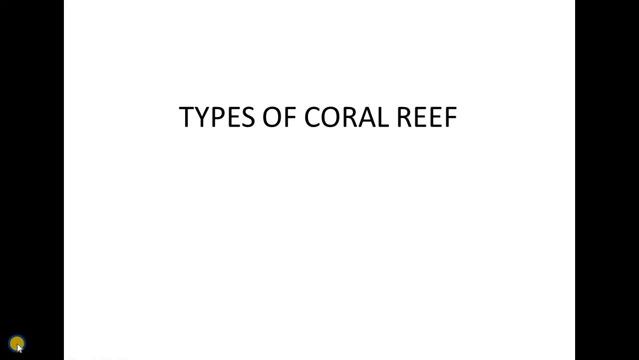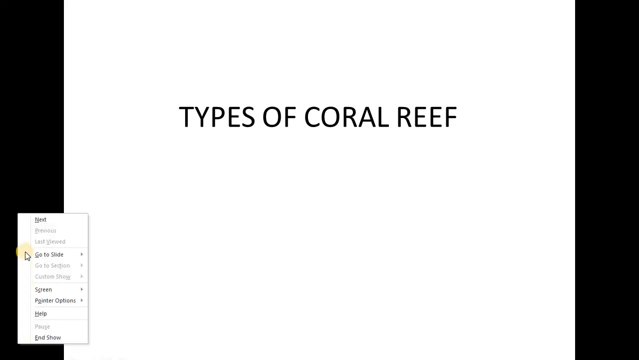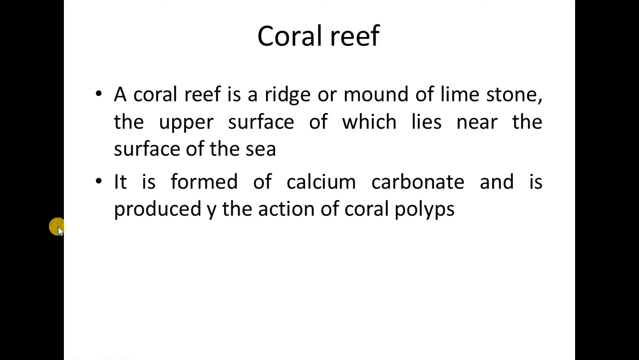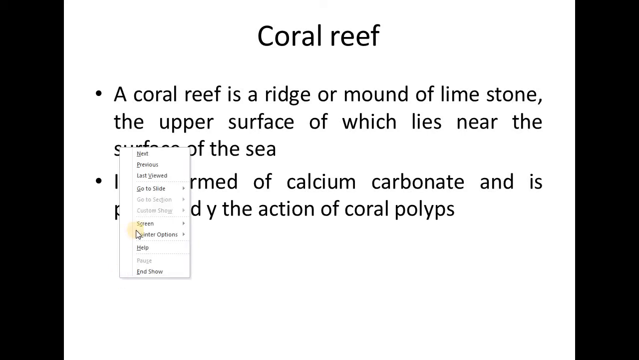Types of coral reef. A coral reef is a ridge or a mound of limestone, the upper surface of which lies near the surface of the sea. It is formed of calcium carbonate and it is produced by the action of coral polyps.